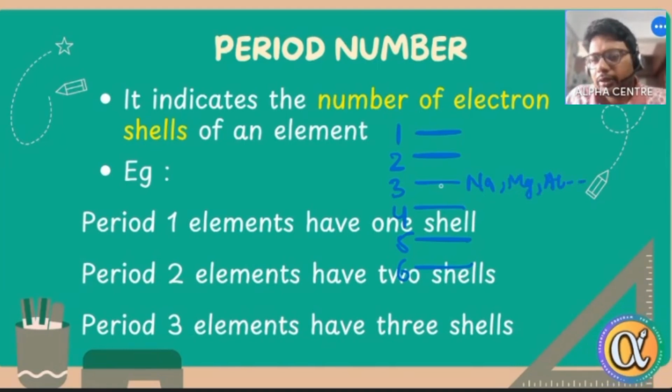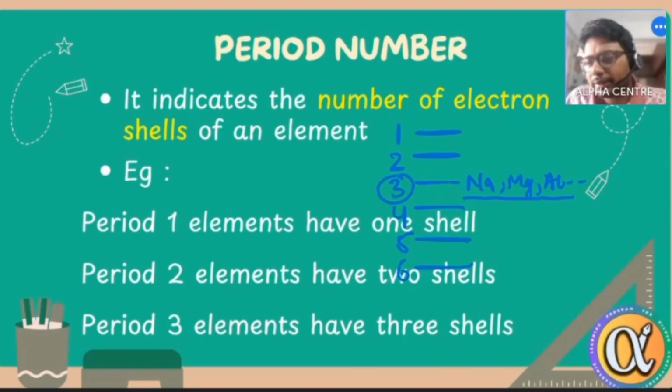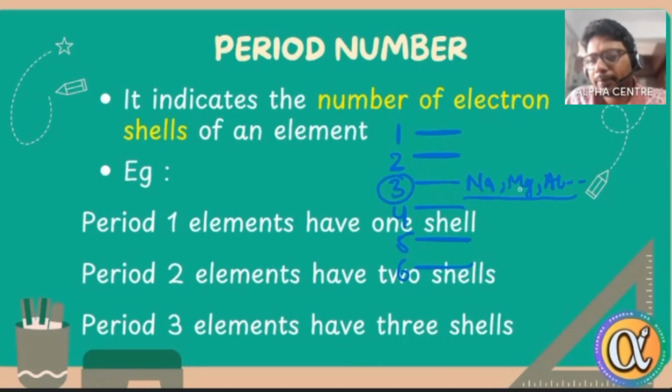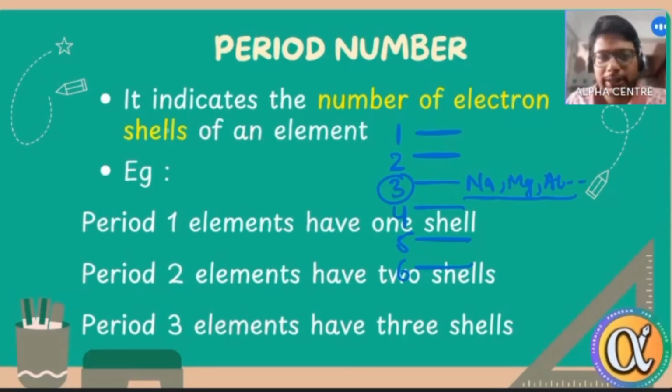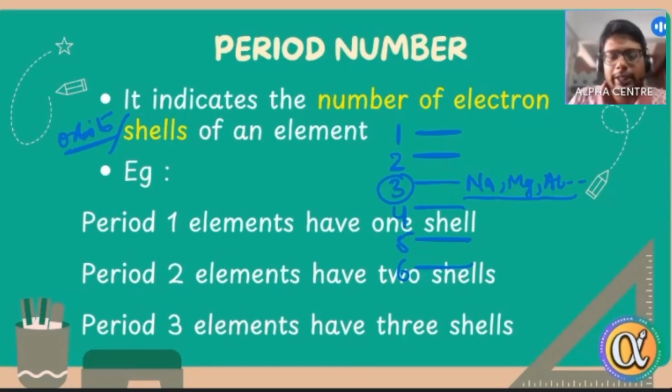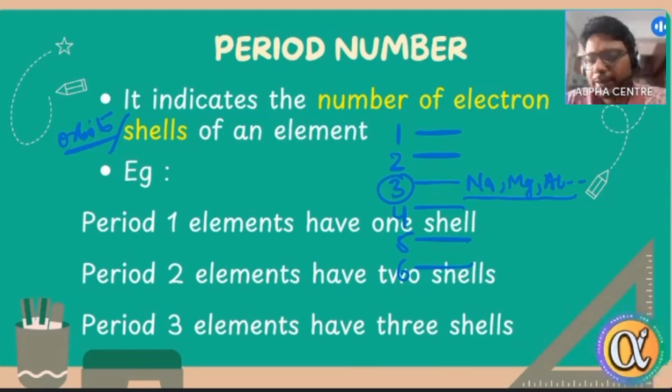So what does period number 3 signify in terms of these elements? They have 3 orbits, or 3 cells, right? Cells and orbits are the same. So any element till the end of period 3 will have a maximum of 3 cells only. Any element in period 3 will have a maximum of 3 cells.